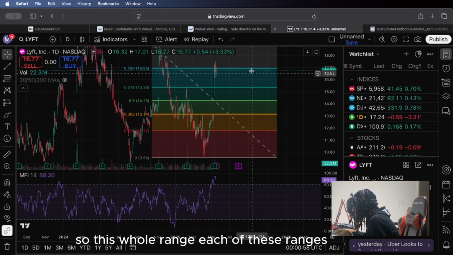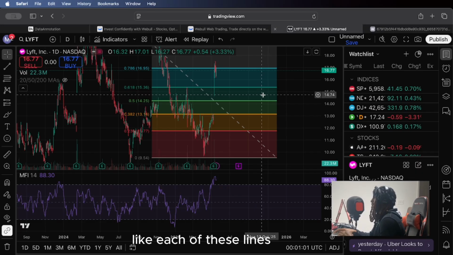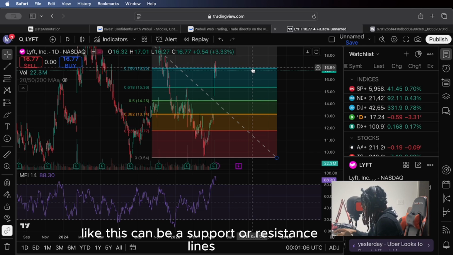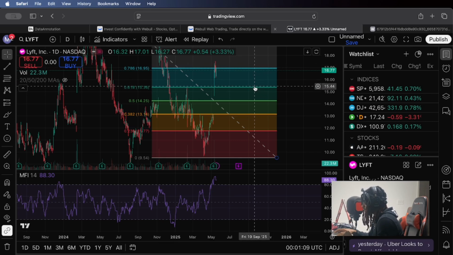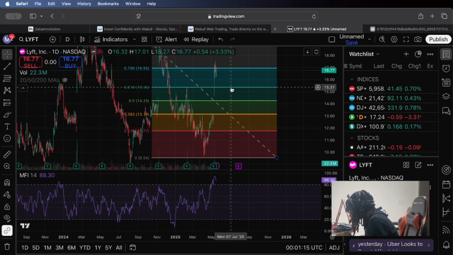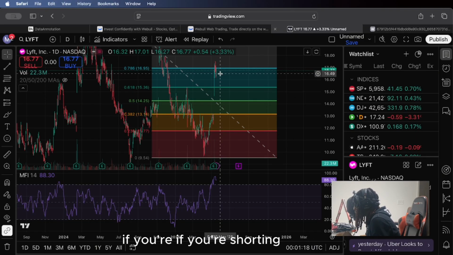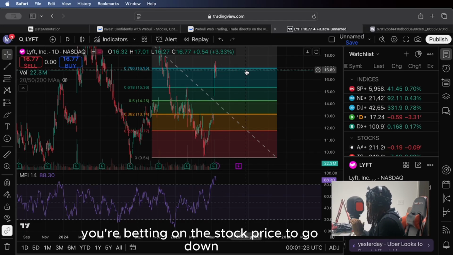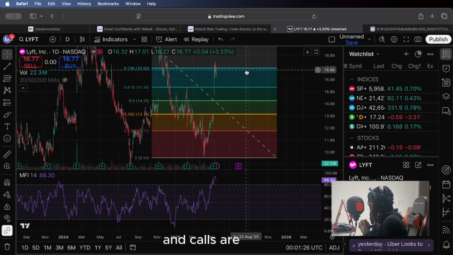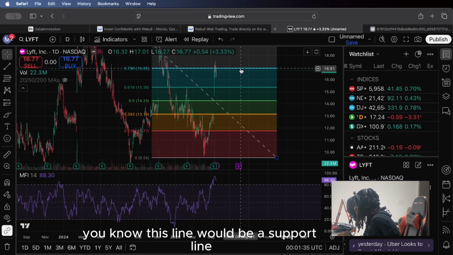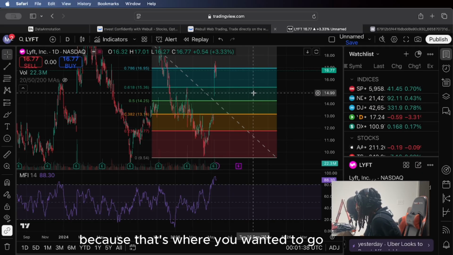So each of these lines could be either support or resistance lines. You feel me? This can be a support or a resistance line depending on the direction of the stock. If you're trading puts, and puts are when you're betting on the stock price to go down, and calls are when you're betting on the stock price to go up, then whenever you're trading puts, this line would be a support line because that's where you want it to go.